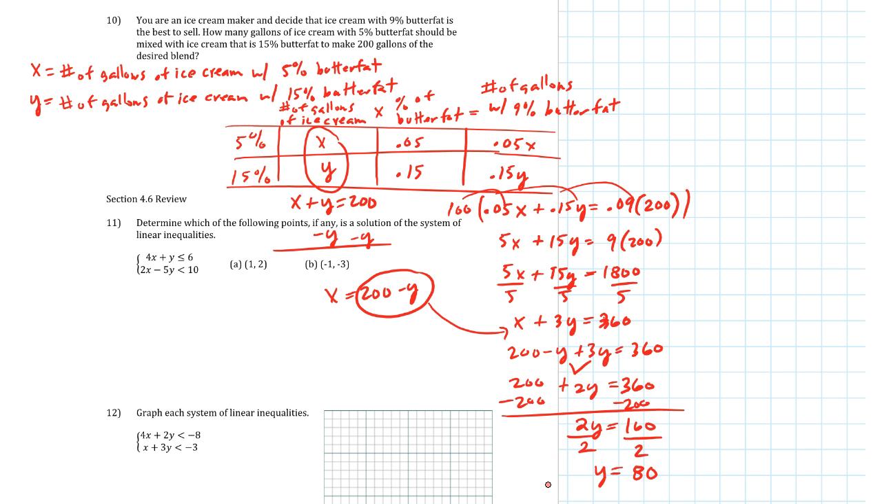So 80 gallons of the 15% butterfat. Plug that in for y to figure out the 5% butterfat, and you get 120 gallons. So there are our answers for that one.